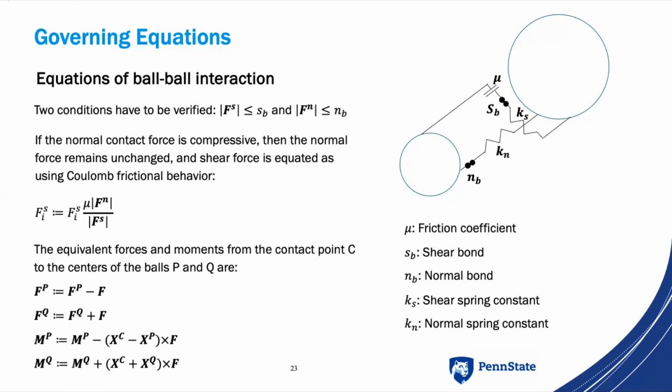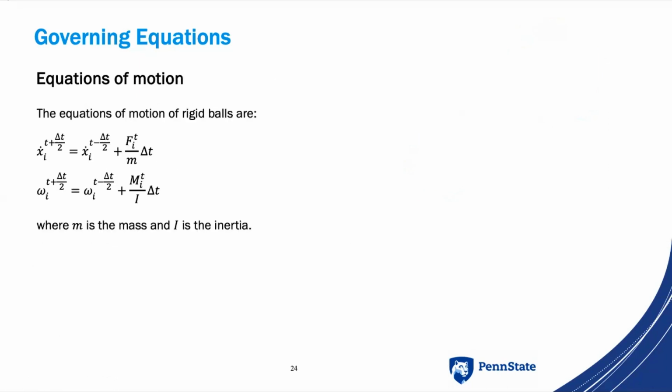Moreover, the resultant forces and the moments transferred from the contact point C to the centers of the balls P and Q are described by the following equation. To incorporate the motion of the balls, we use the central difference method to update the velocity components of the balls. The new velocity components are computed by the following equations, where m is the mass and I is the inertia.